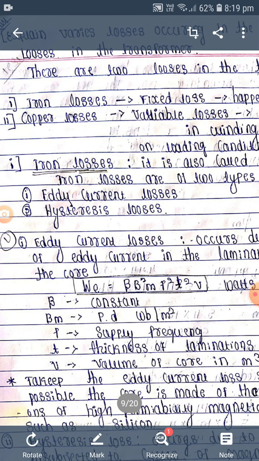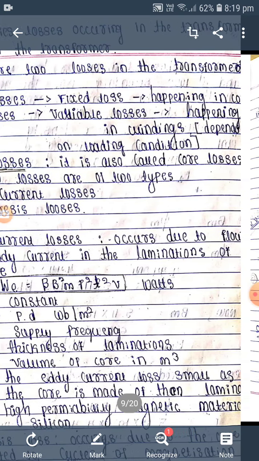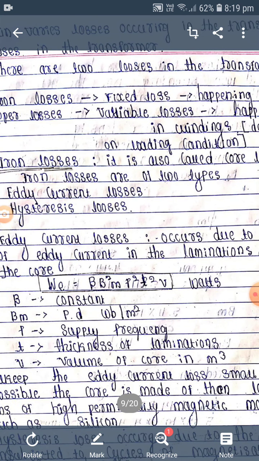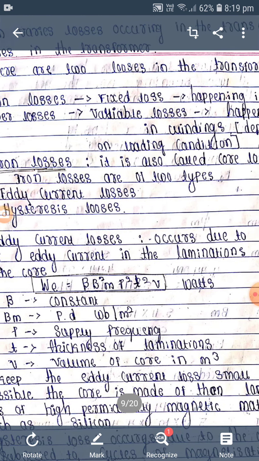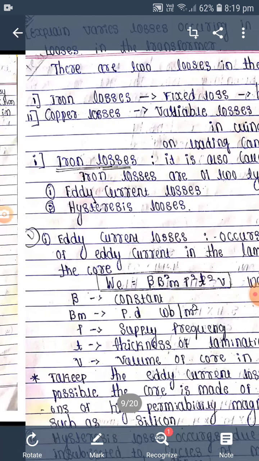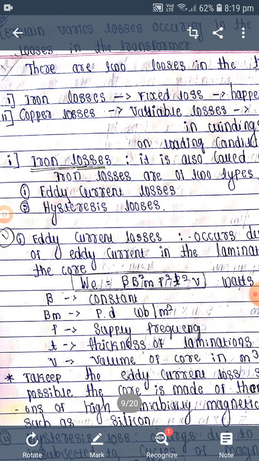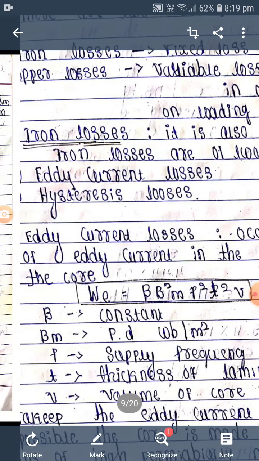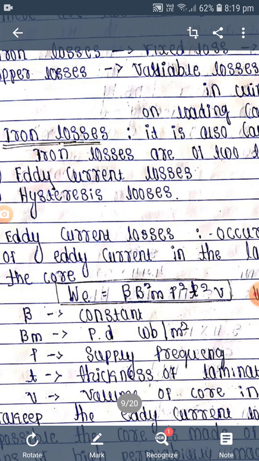Then copper loss is also called variable loss. This is happening in the windings. Why we call copper loss a variable loss is because this loss depends on the loading current of the transformer. When the load varies, then primary and secondary current varies, so the loss in the winding also varies. The iron loss is also called core loss. There are two types of core loss: one is eddy current loss, another one is hysteresis loss.